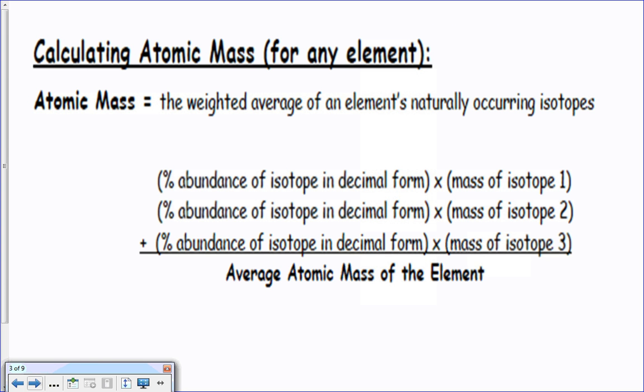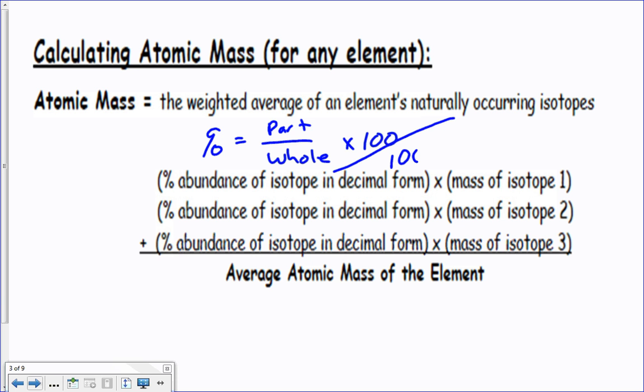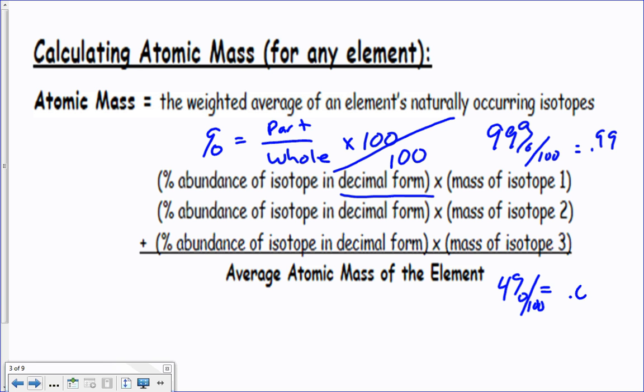So in calculating it, all I'm going to tell you about this real quick is that all percentages generically equal part over whole times 100. Well, in order for us to use a percentage in math, I need to get rid of this 100 and bring it back into what we call decimal form. So let's say 99% divided by 100 equals 0.99. The thing that you don't want to get tripped up on is 4% divided by 100 is really 0.04. So where those zeros are is going to play a major key in our calculation.